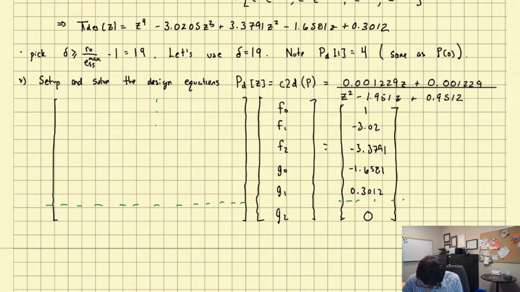I like to partition it into these different blocks. So we'll do this block first here. This comes from the denominator of the plant. So that's why I put it over here. So look at those coefficients, and they're going to generate the columns of that part of the matrix. So let's see if I can fit this. 1, negative 1.951, 0.9512. Okay, those are the three coefficients from the denominator, and then we pad with zeros. Okay, and we shift down.